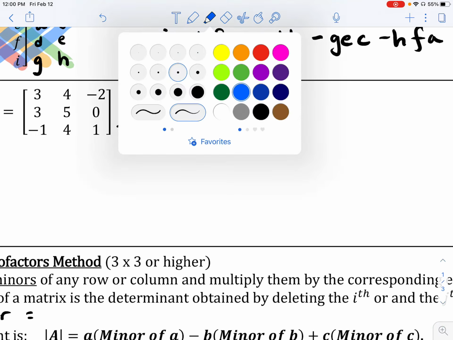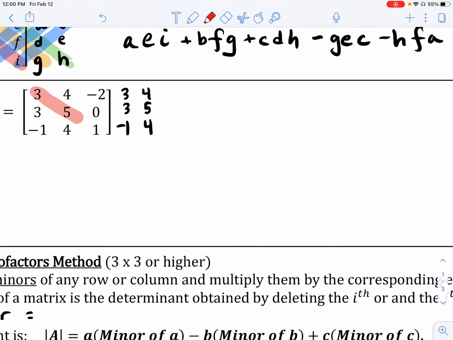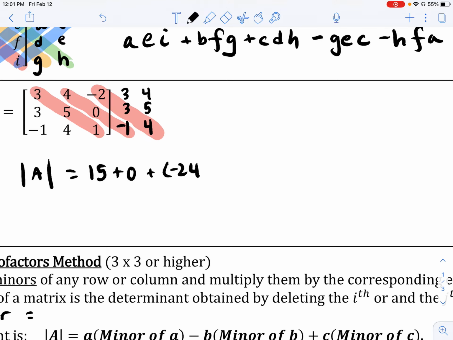So let's start with, and I'm just going to do this in red, these three diagonals here. So I'm going to find those three products. So let's start with 3 times 5 times 1. So we can just say that the determinant of this matrix is going to be 3 times 5 times 1, which is 15. 4 times 0 times -1, which is 0. And in the third diagonal, -2 times 3 times 4, that's -24. Okay? So I'm just going to go ahead and highlight these in red to show that those were the results of those products. Now let's go the other way.